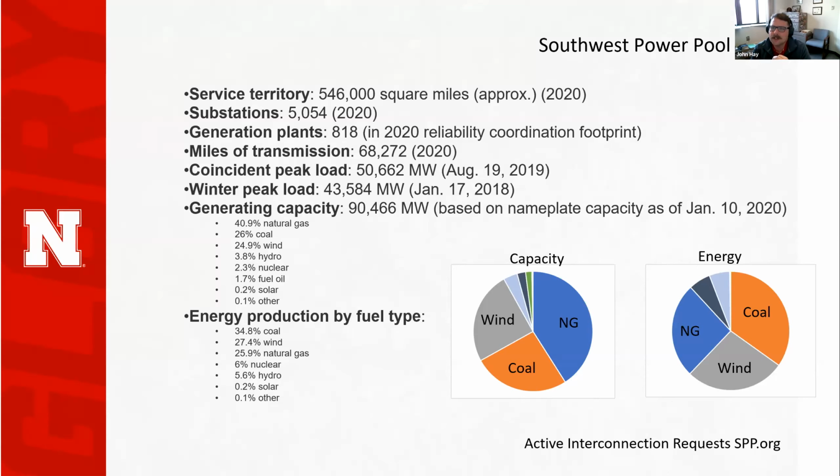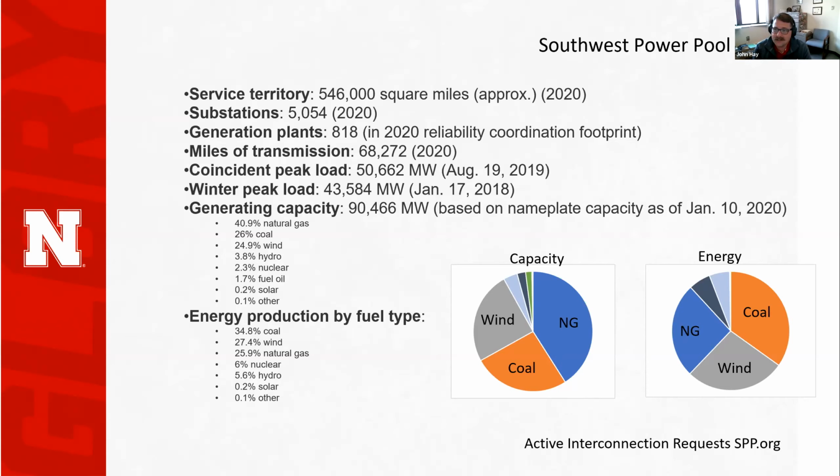This is just some general information about the Southwest Power Pool and its basic facts. And I want to call your attention more to the two charts. The capacity of generation in the Southwest Power Pool as of right now is predominantly natural gas, coal, and wind, in that order, with hydro and nuclear being the fourth and fifth. Solar comes into that, but it really doesn't show up on this chart because it's so small on the pie. But when we actually look at energy generation, what is running and what percentage of the time it runs, most of our electricity comes from coal. Wind is second, natural gas is third.